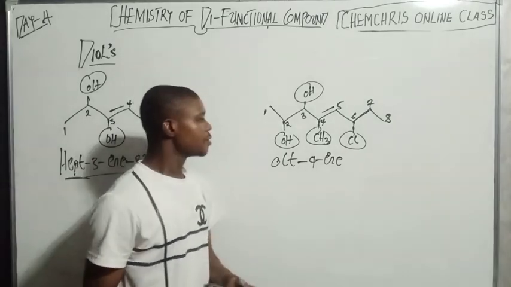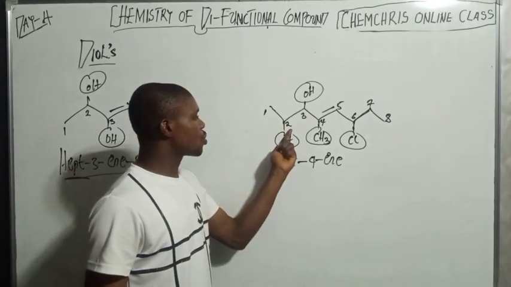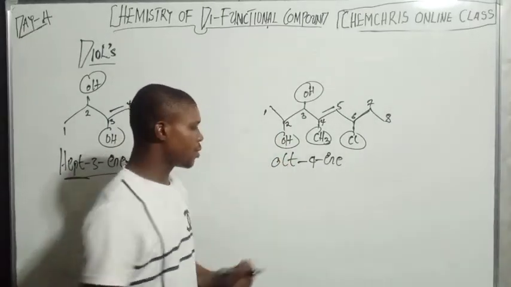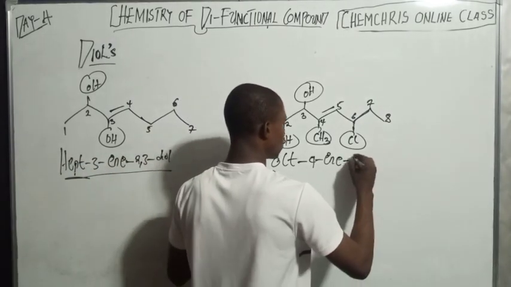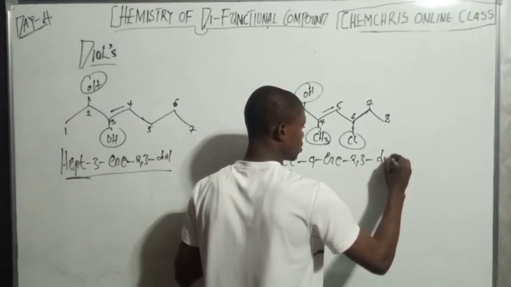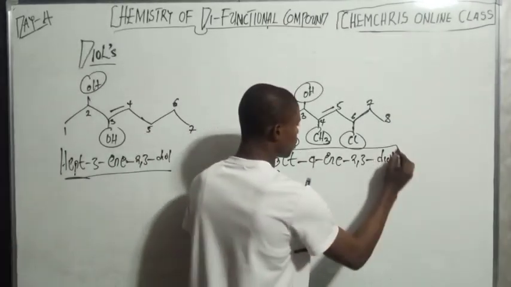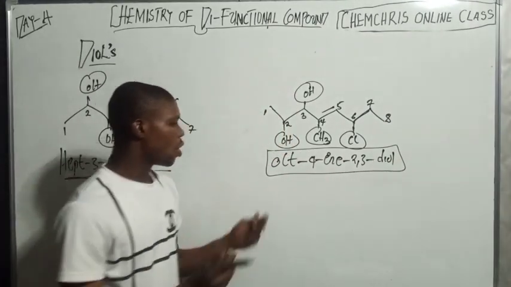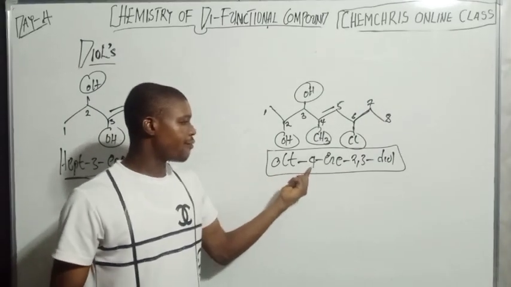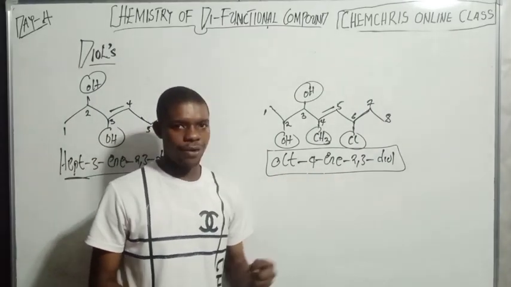Oct-4-yne, then I count about 2, I count about 3, that will have my OH. So it's going to be oct-4-yne-2,3-diol. Can you see that? So this is the parent chain here. The parent's name is oct-4-yne-2,3-diol.